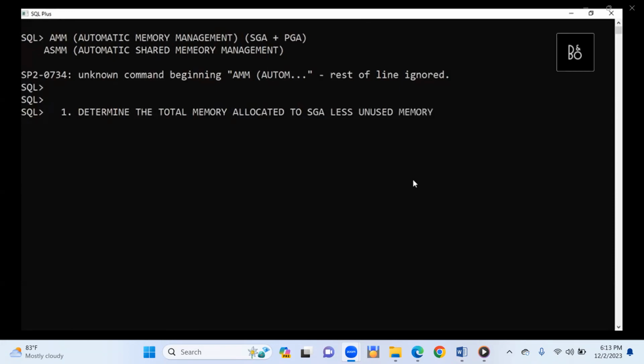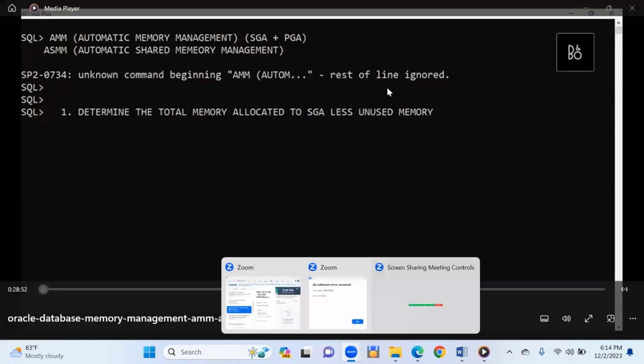Here we are talking about the memory which is purely allocated to SGA. You can allocate like 70, but only part of that is used. So we need to get what is being used by the SGA. What is being used by SGA? This means that we need to execute a query.